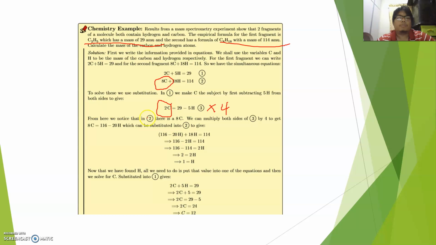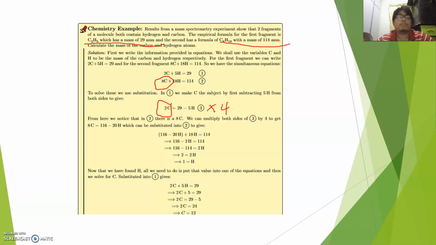So 2C times 4 becomes 8C, 29 times 4 becomes 116, 5H times 4 becomes 20H. Next, we substitute it into the second equation. So we have 116 minus 20H plus 18H equal to 114. We simplify it, so we will get H equal to 1. So then we already have the value of H equal to 1.